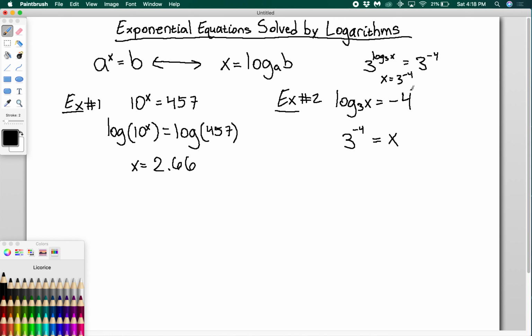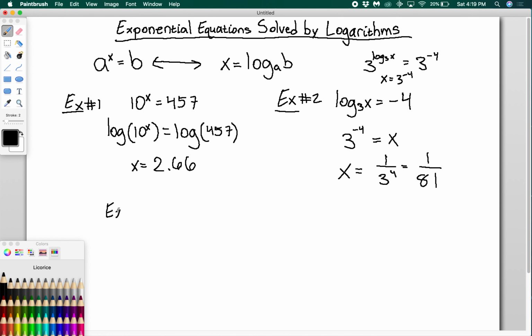So this is kind of how it comes about, or you can think about it in terms of how we did at the very beginning of the video. Either way, you should get x equals 3 to the -4, and then you should be able to remember that 3 to the -4 is just 1 over 3 to the 4, which is 1 over 81. Okay? We'll do a couple more.